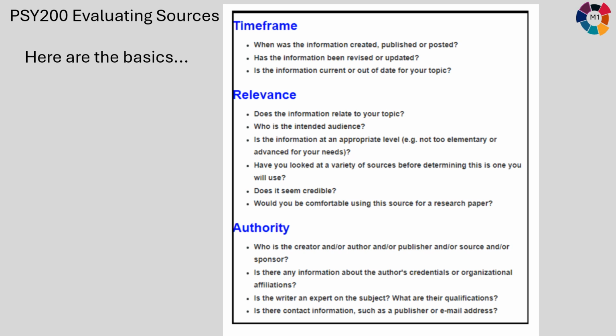Then, has the information been revised or updated? So say it was 5 years ago. Maybe you just read a bunch of stuff in the news about something changing on the topic. Maybe make sure that that is the most updated version of that information for you.